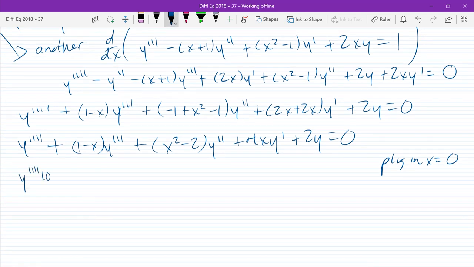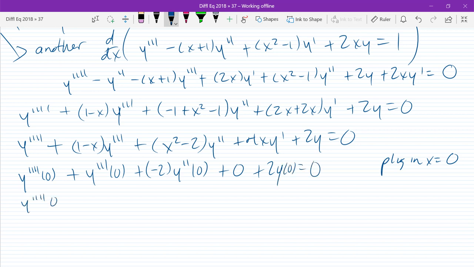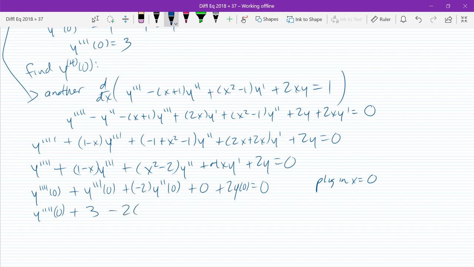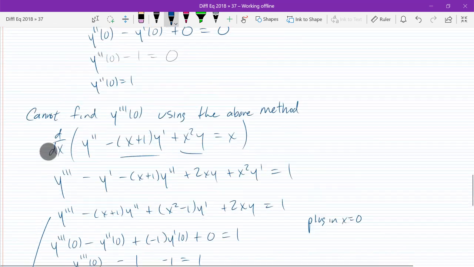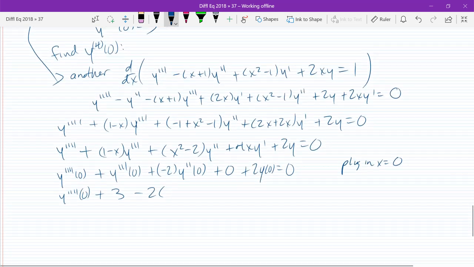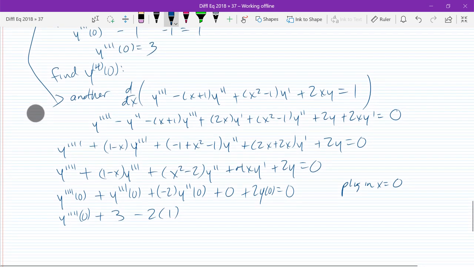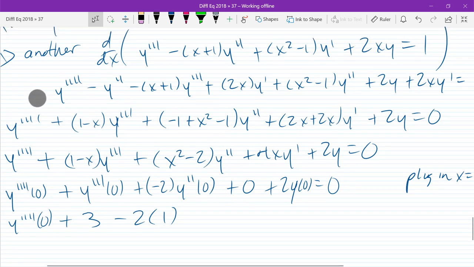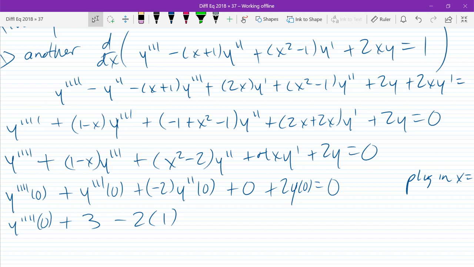So we got y quadruple prime of 0 plus y triple prime of 0 plus negative 2 y double prime of 0 plus 0 plus 2 y of 0 equals 0. Alright, so y triple prime of 0 was 3, minus 2 times y double prime was 1. Yeah, y double prime 0 was 1. So there's only one y triple prime term. Yeah. So I just rewrote it as like negative x.